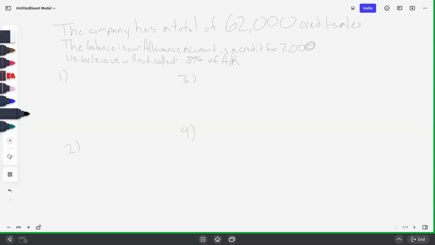Our 62,000 will go on our debit side, and we'll write it there, and then our ADA. Our leftover ADA is 2,000, so since ADA is credit, we're gonna put it on the right side. Perfect.